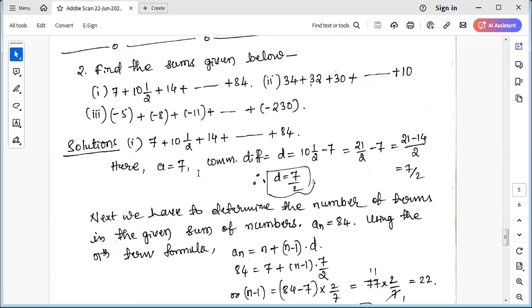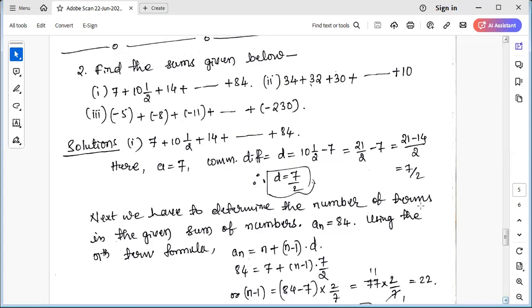A is equal to 7 is the first term, and for the common difference, you calculate 10 1 by 2 minus 7. So this is a mixed fraction. Make it a simple fraction. 2 tens are 20, 20 plus 1 is 21. So it becomes 21 by 2 after conversion. So it is 21 by 2 minus 7. Take the LCM, 2 is the LCM. So it is 21 minus 14, because 2 into 7 is 14. So 21 minus 14 divided by 2 gives 7 by 2. So we got the value of D as 7 by 2.